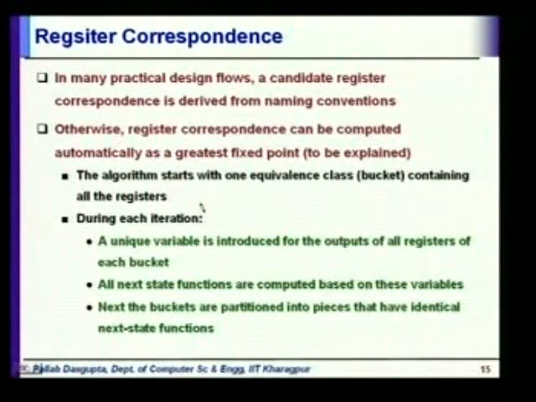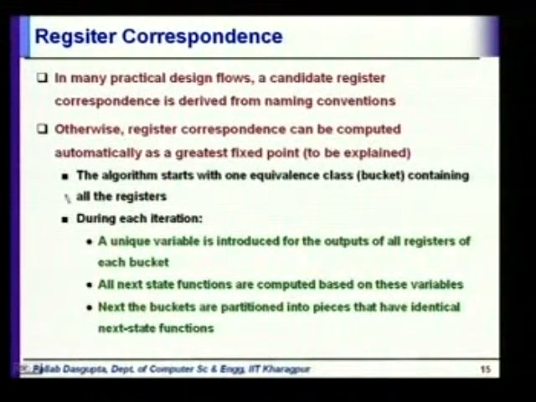Now, how do we do register correspondence? So, in many practical design flows, a candidate register correspondence is derived from naming convention. So, typically when the synthesis tool works, it preserves the names of the registers. So, from the names of the registers you know which one corresponds to that. That is the simplest and most common way of doing register correspondence. Otherwise, if that is not given, then a register correspondence can be computed automatically as a greatest fixed point, as we explain below. So, what is the problem there?